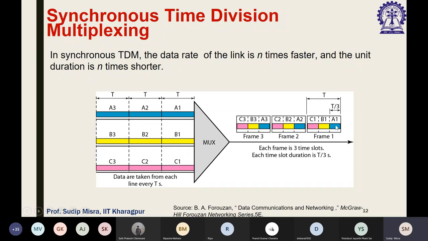These 3 time durations corresponding to each of these different frames, because the speed has been increased 3 times in this particular example, you are going to combine them all together into one frame. So you have one frame, second frame, third frame, where the individual frame durations have been cut to 1/3 of the original frame duration. So each frame in this example is going to be 3 time units, and each time slot is going to be of duration T by 3 seconds. Okay, so this is synchronous time division multiplexing.